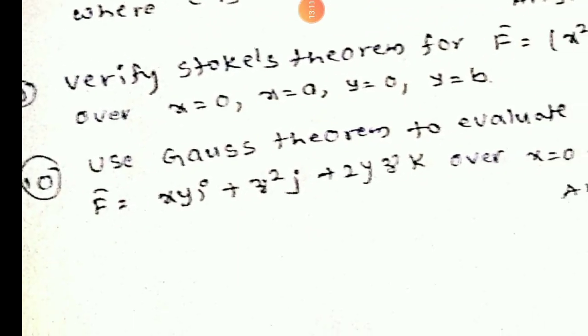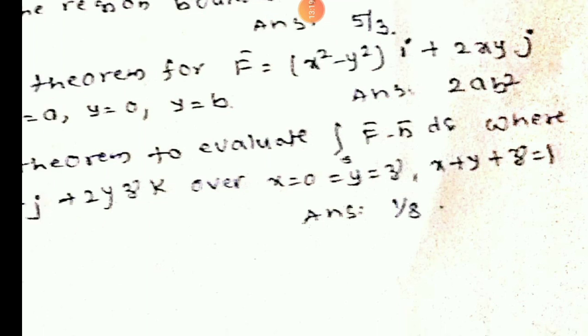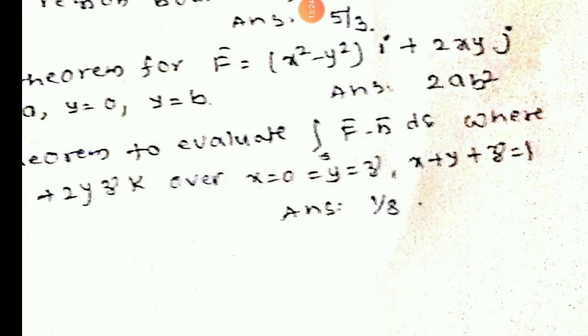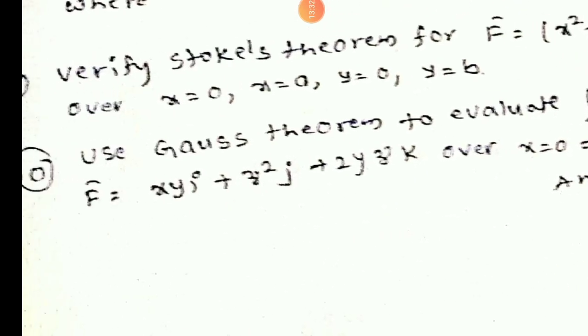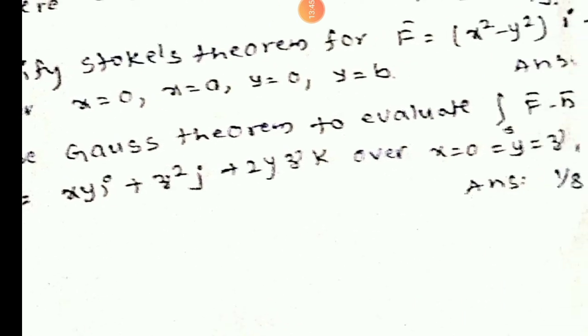Now let us have the last one. Use Gauss theorem to evaluate the integral over S of F bar dot n bar dS, where F bar is given over x equal to 0, y equal to 0, z equal to 0, and x plus y plus z equal to 1. So asked to find out the surface integral, you recall your Gauss theorem. Left side is integral over S of F bar dot n bar dS. Right side is nothing but integral over V of divergence of F bar dV. So for your surface integral, better you calculate your right side volume integral.